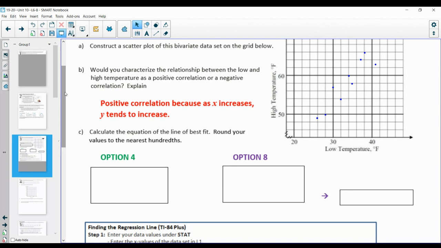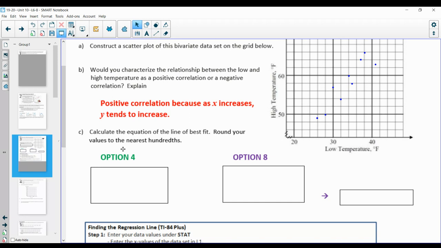So I have my values in L1 and L2. The next thing I'm going to do is hit Stat, cursor over to Calc, and then we want option 4, which is linear regression. Once you see that, you hit Enter again, and you will see the equation of Y equals AX plus B with your A value, which here is your coefficient, and your B value, which here is your constant.